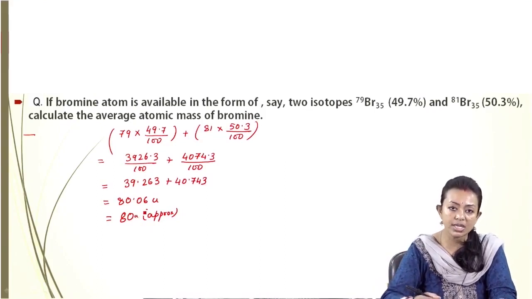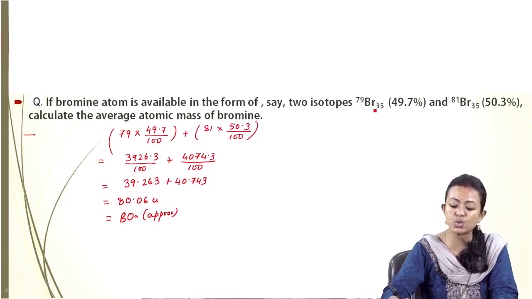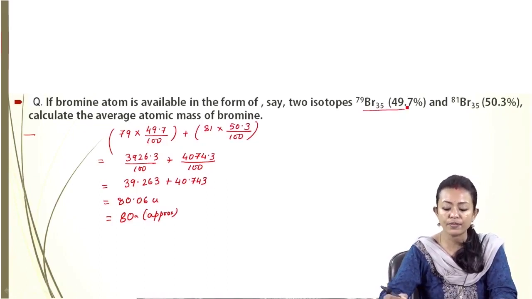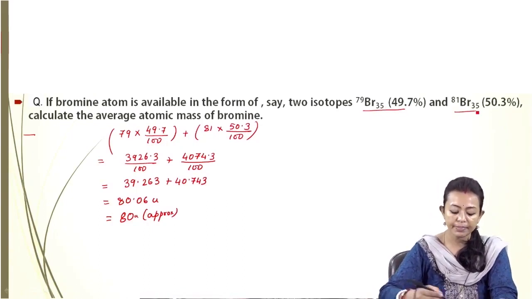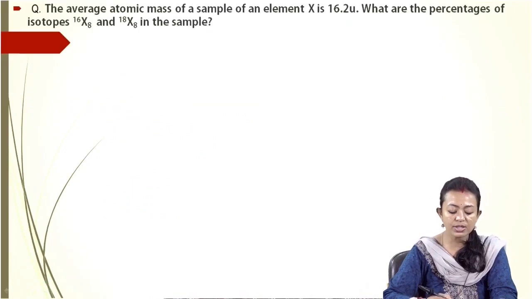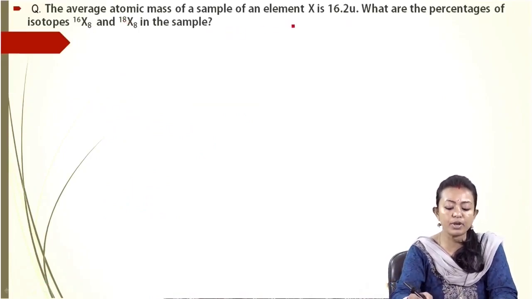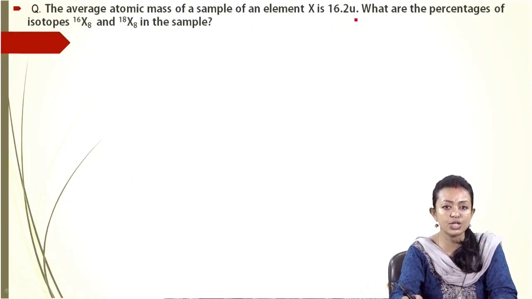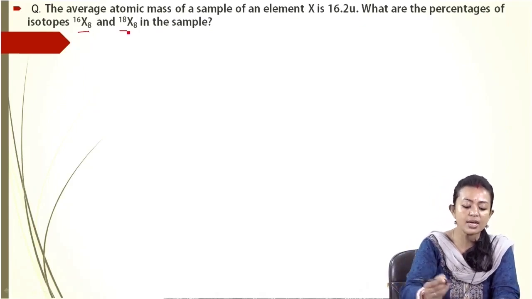And this is what is taken as the average mass of bromine, even though they exist in two isotopic forms of 79 bromine and 81 bromine. Clear? We have a similar question like this. Suppose the average atomic mass of a sample of an element is given to be 16.2 u. So the atomic mass is already given. You just have to find out the percentage of these two isotopes that are present.